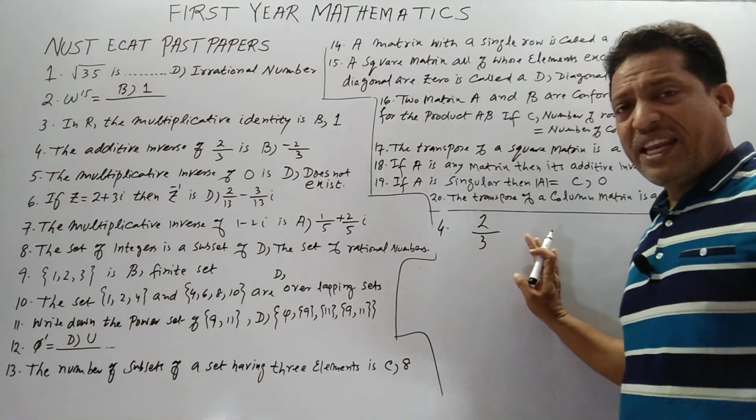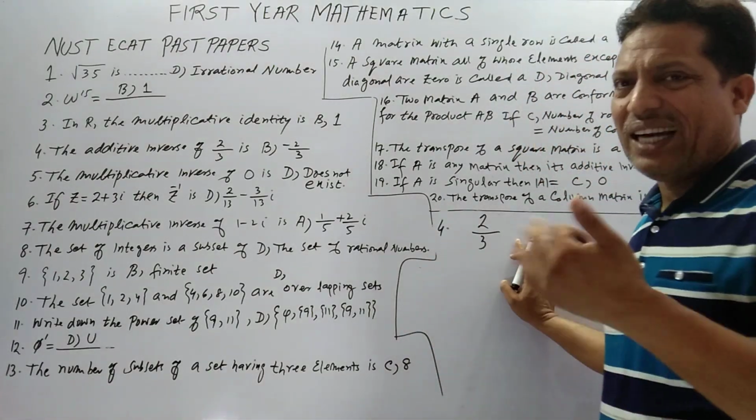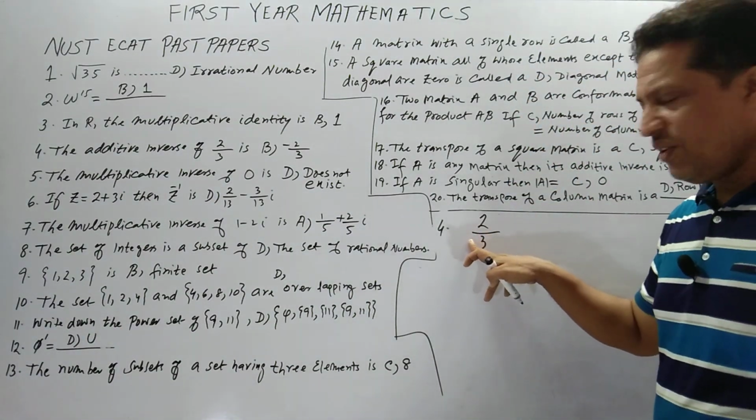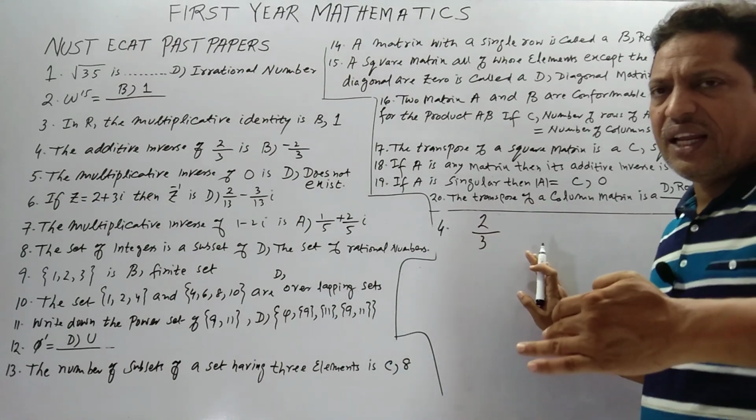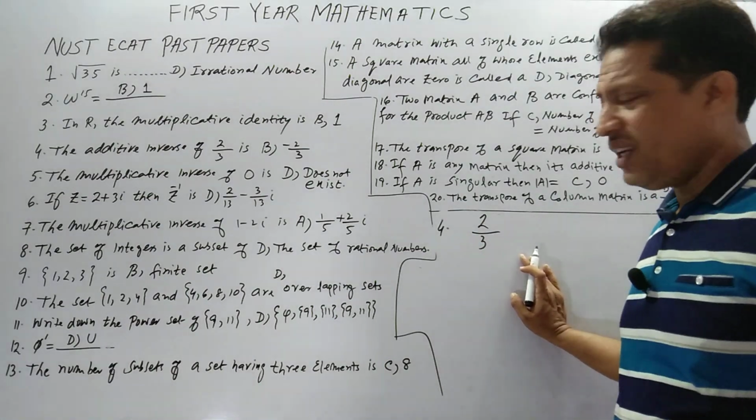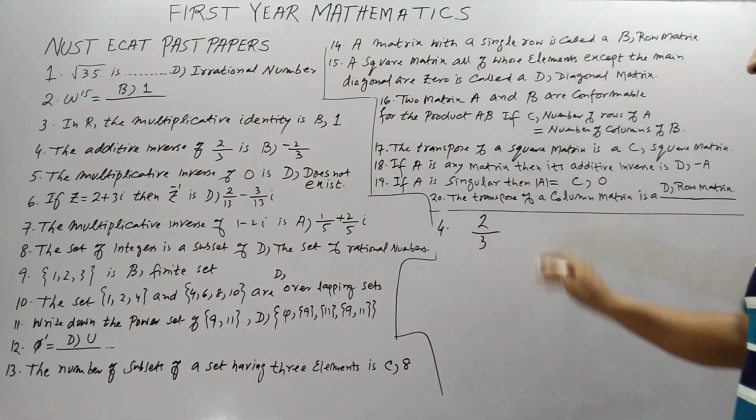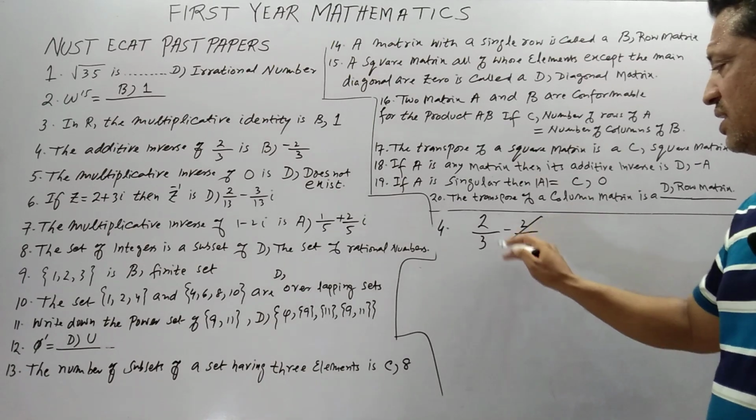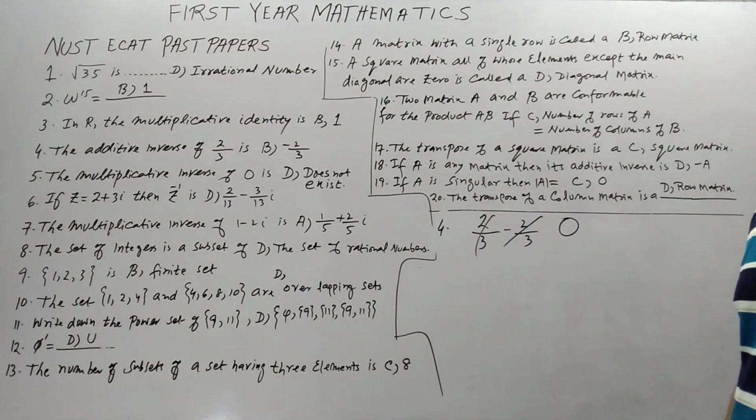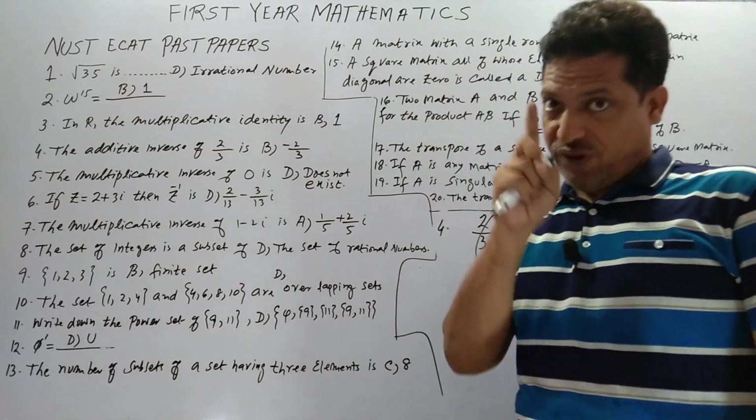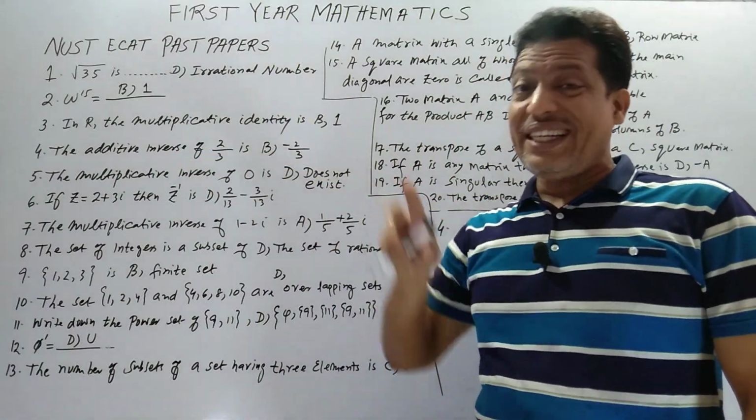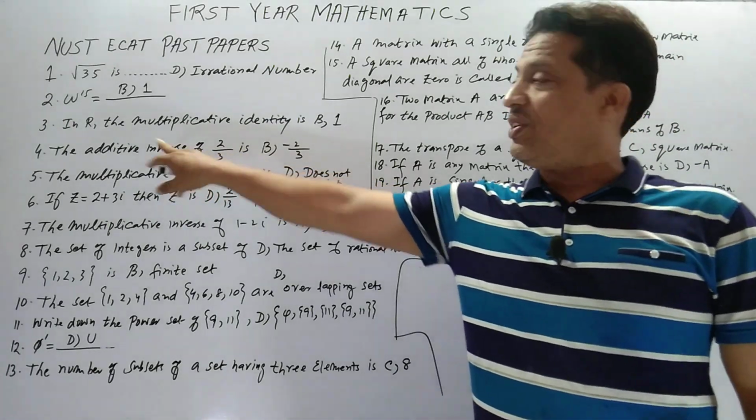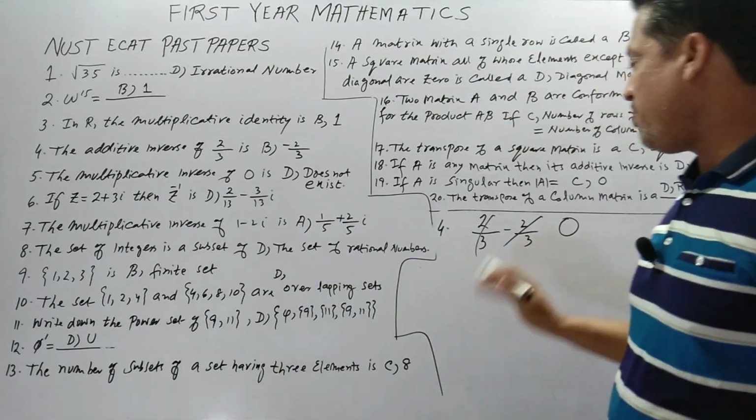Student, if you have any number and you have to find the additive inverse, you just change the sign of the given number. Like this is 2 upon 3, you can convert it to minus 2 upon 3. The additive identity is 0, and the multiplicative identity is 1. But in this question you are asked about the additive inverse. So the additive inverse of 2 upon 3 should be minus 2 upon 3.